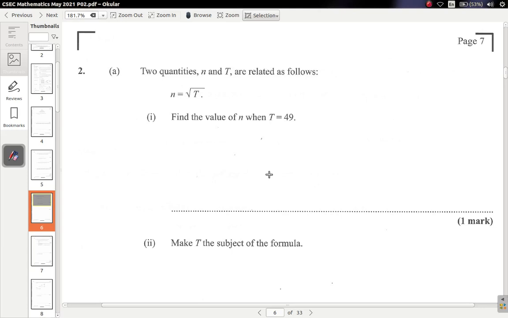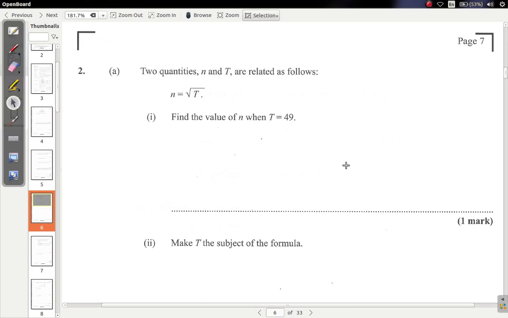2021 paper, question 2. Let me see what they say now. They say two quantities n and t are related as follows: n equals the square root of t. Find the value of n when t equals 49. Alright, pause the video and do that. Make sure you pause and work it out, you know.